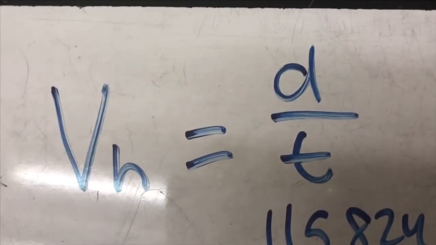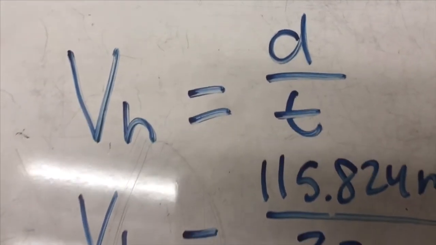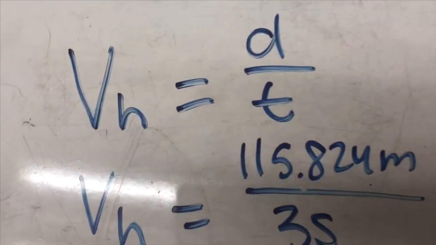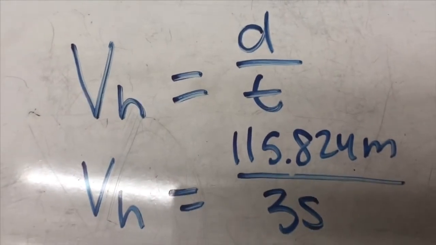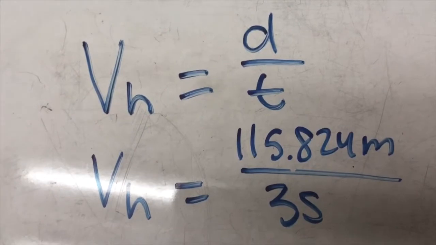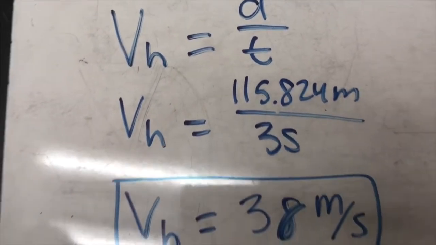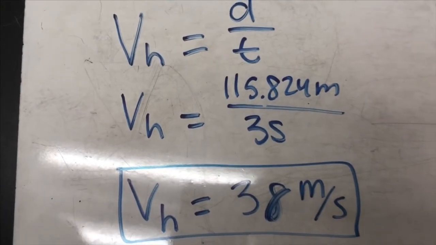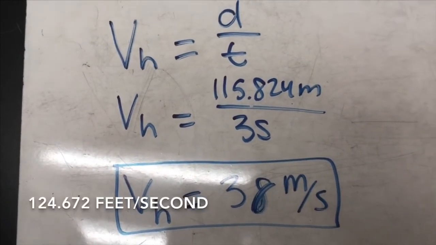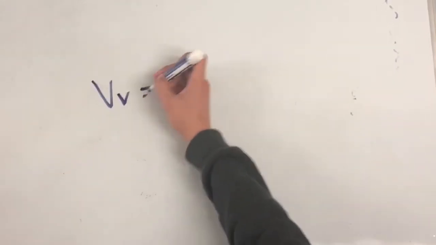The first concept that we calculated is the estimated horizontal velocity of the ball in the air. To find velocity, you need to find the distance of your drive. This was 115.824 meters. Next, you need to find the time it took for the ball to go, which was 3 seconds. Then you divide the distance by the time to find the horizontal velocity, which was 38 meters per second.